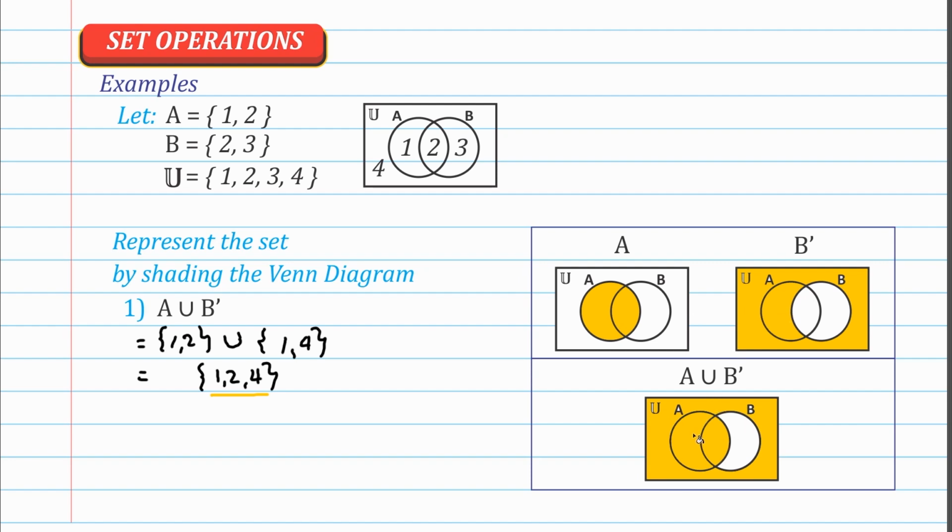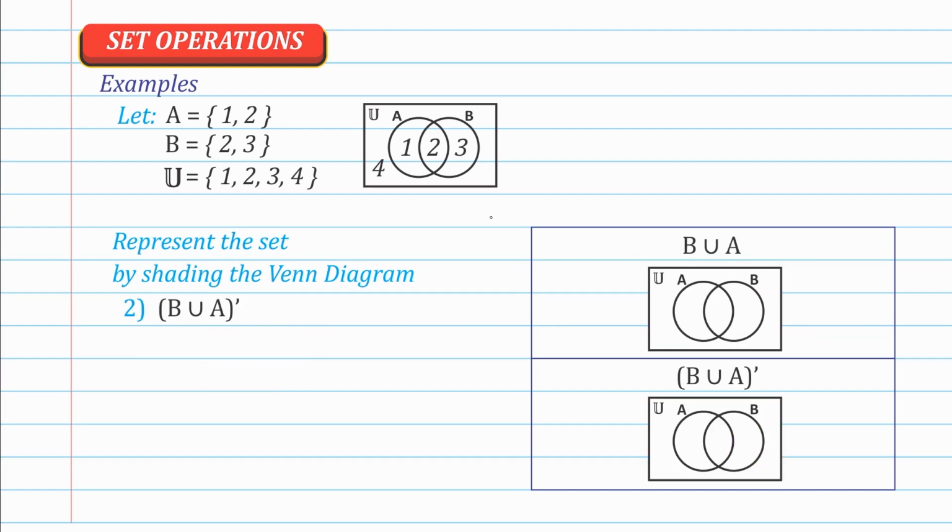Now, yung ultimate check, subukan natin. Tama ba? Kapag shinade si 1, 1, shaded yon. Kapag shinade si 2, this region, tama, shaded din yon. And finally, kapag shinade si 4, shaded din yon. So, as you can see, even without knowing our elements, we can shade this Venn diagram to represent this A union B prime. Next example.